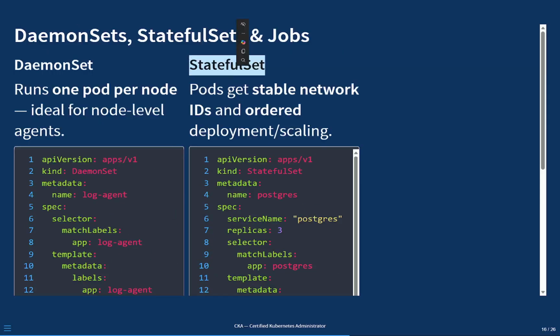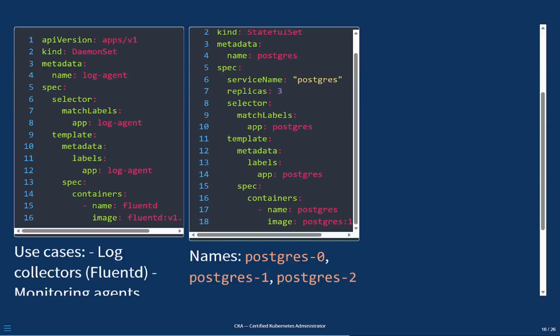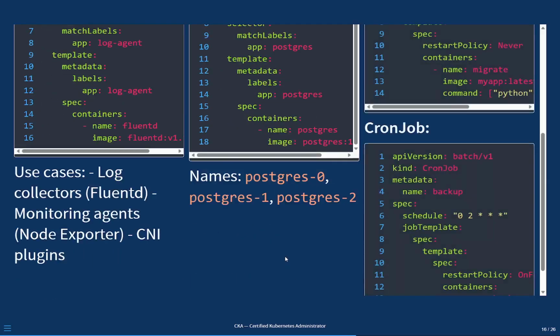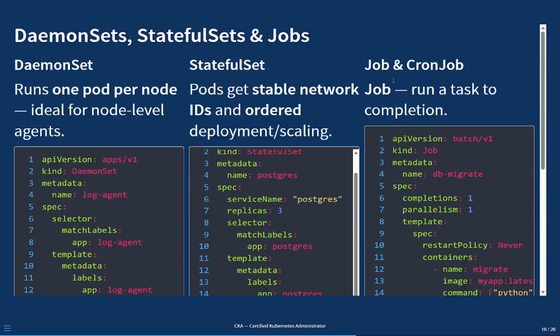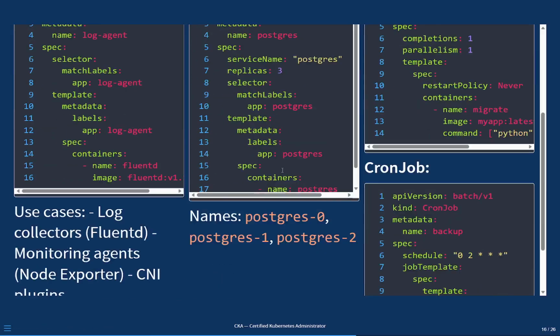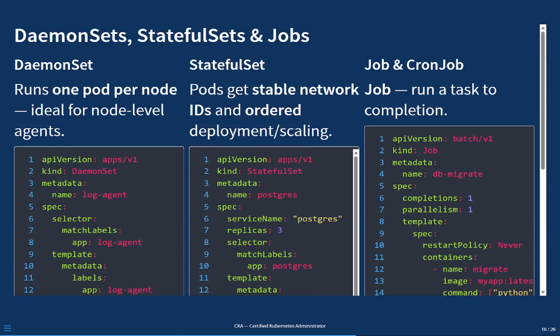Click. Stateful sets. These are for stateful applications like databases. The key difference from deployments: pods get stable, predictable names. Postgres-0, Postgres-1, Postgres-2. They are created in order and deleted in reverse order. Each pod gets its own persistent volume claim that survives pod restarts. This guarantees that Postgres-0 always gets the same storage volume, which is critical for database replication and leader election.